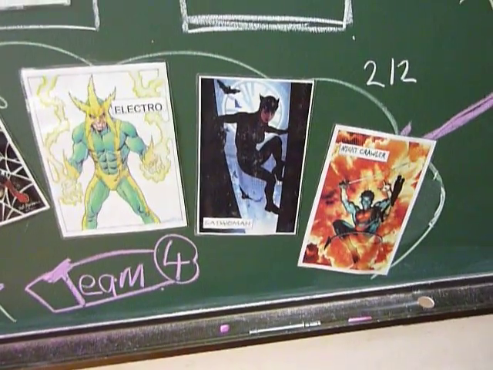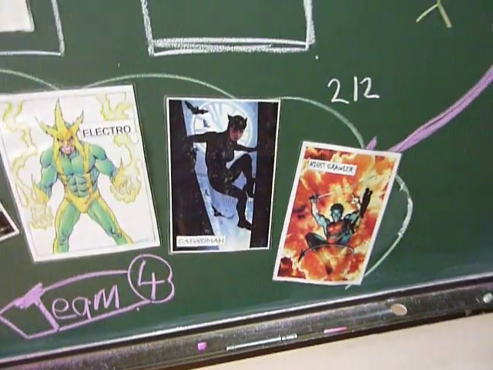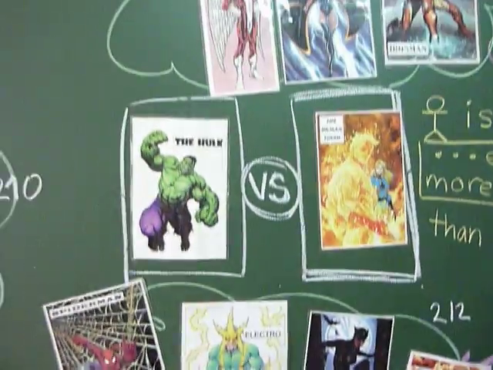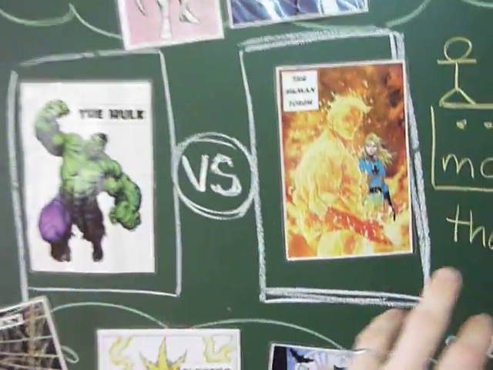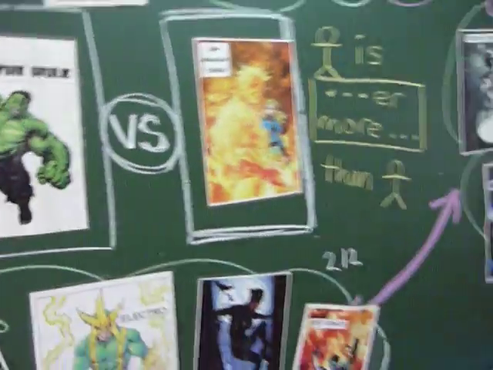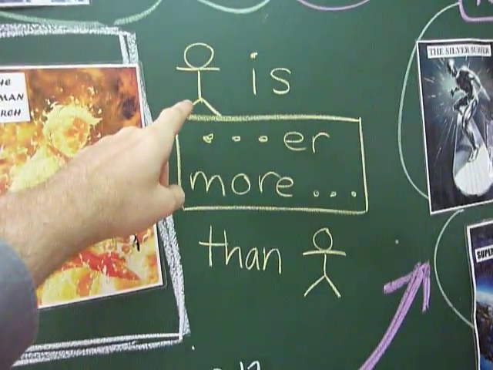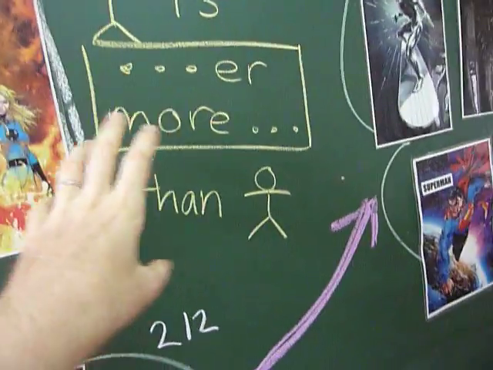So they can attack Team 1, they can attack Team 3, but they can't attack Team 2. Okay, so let's say, for example, that they decide to attack the Human Torch. So they decide to attack Team 3. So now we have the Hulk versus the Human Torch. So we'll ask this team, how do you want to attack? And they will have to use this sentence structure. The Hulk is ___ than the Human Torch.